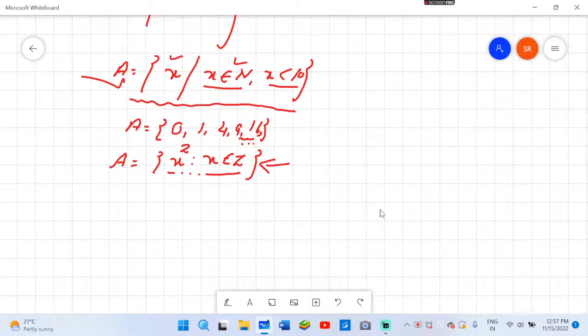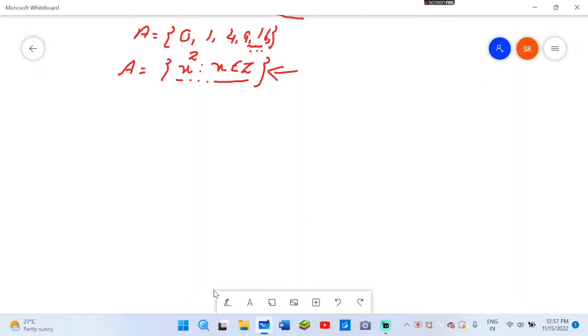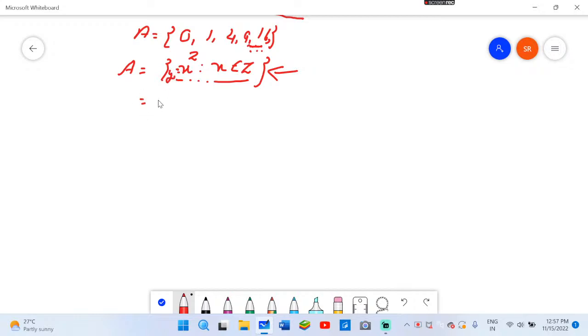We write the general element with a property it satisfies. So here we can also write y is equal to x square, x belongs to Z. So the values of y will be written one by one. That will give us this original set.